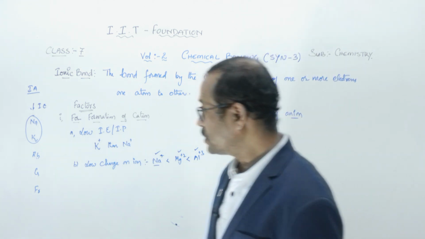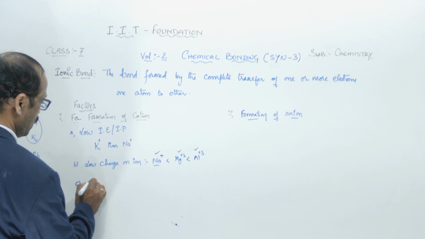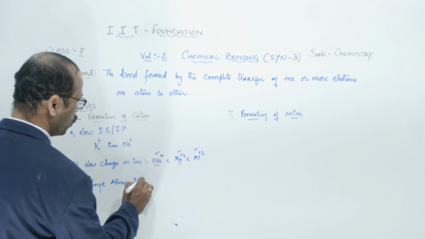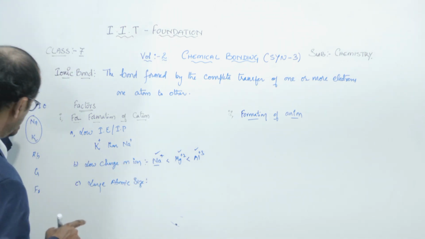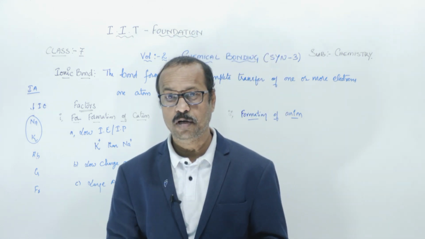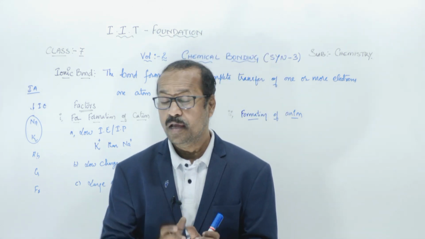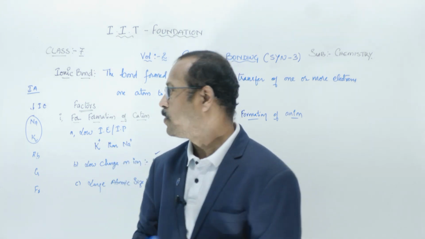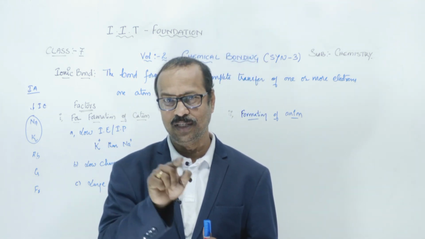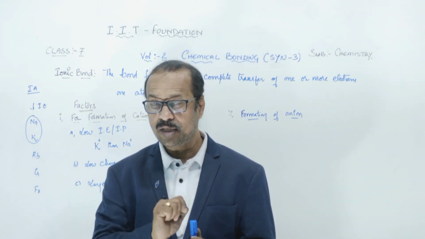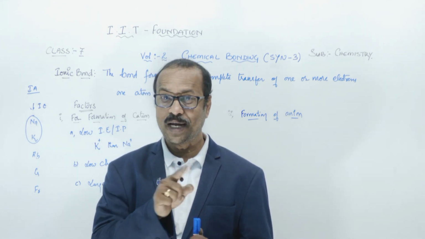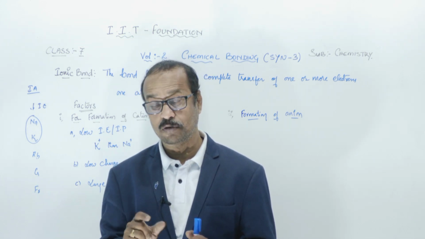The third factor is large atomic size. See students, this was only discussed in the group. Atomic size will be discussed. As you move from top to bottom, atomic size increases. Why? Because of the addition of one extra shell. For example, take hydrogen: the electronic configuration we write is only 1, meaning it has only one K shell. Now the lithium, atomic number 3, we write 2, 1, meaning it has K shell 2 electrons and L shell 1 electron, so 2 shells are there.